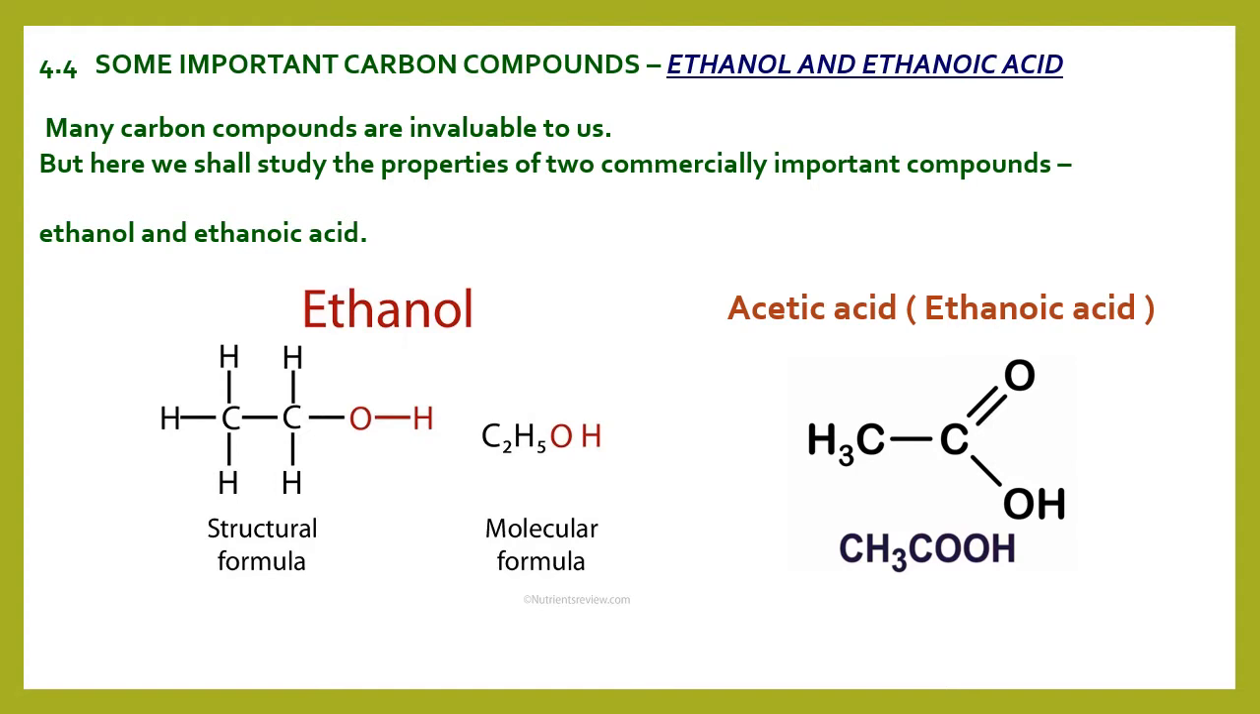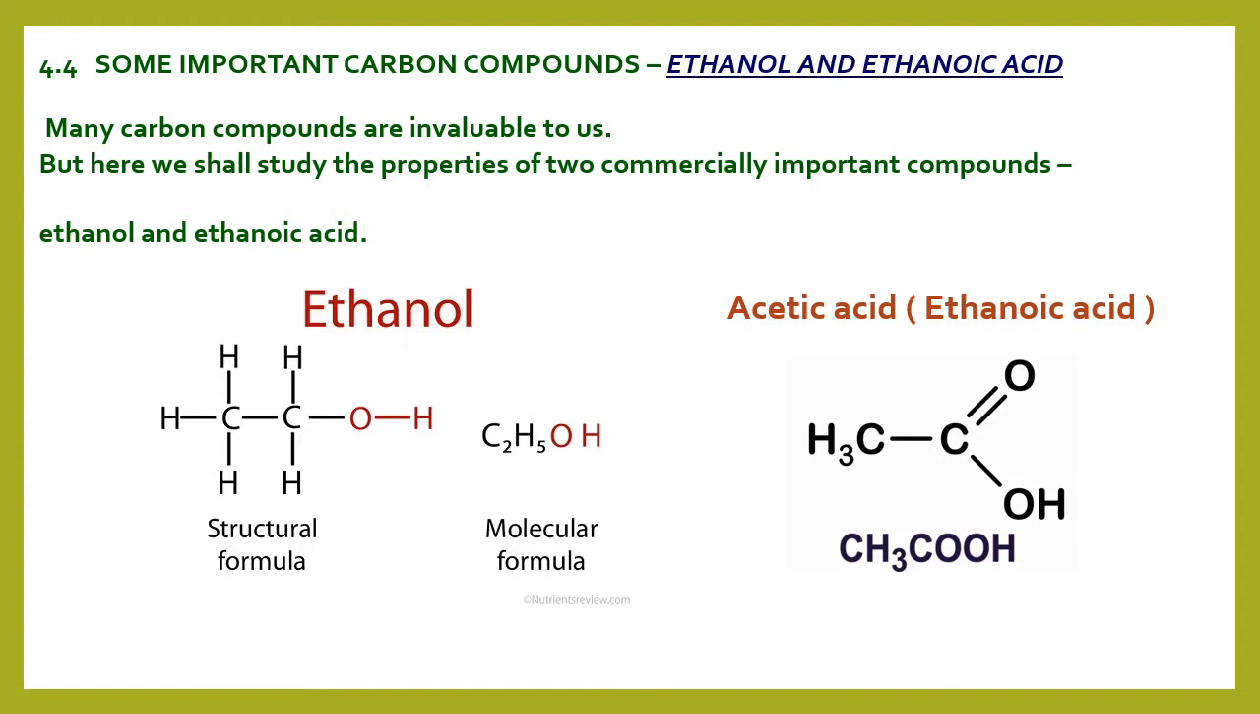Actually, there are many carbon compounds, and they are really very important to us. It is difficult to study all the carbon compounds today in this chapter. Today we'll study only two carbon compounds. They are ethanol and ethanoic acid. Their molecular formula, their structure formula, and then their properties we'll consider in this session. Right? So ethanol and ethanoic acid both are compounds having carbon.